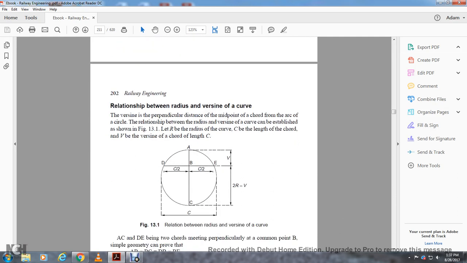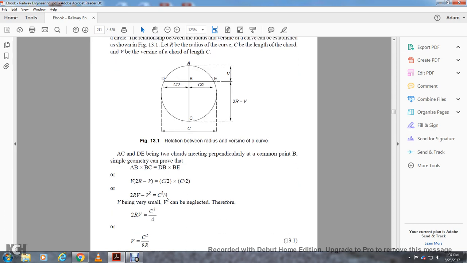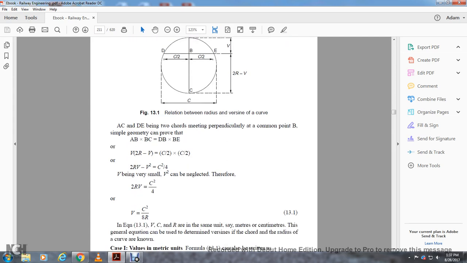Here C is the length of the chord. Take two chords, AB and DE, intersecting at a common point. Simple geometry can prove that AB times BC is equal to DB times BE. Or V times (2R minus V) equals C over 2 times C over 2. Or 2RV minus V squared equals C squared over 4. V is very small and can be neglected, therefore 2RV is equal to C squared over 4, or V is equal to C squared over 8R.